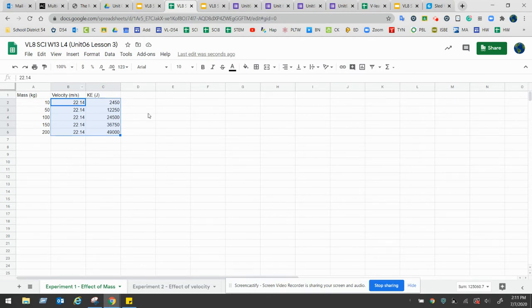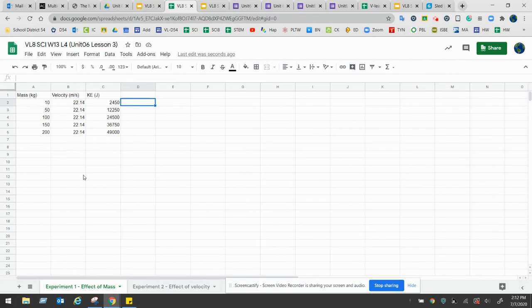And if you take a look at this data before we even make the graph, what you can see is that as we increase the mass, the velocity does not move. It stays the same at 22.14. I'm sure you found the same. Maybe you were a little bit surprised about that, and that's quite reasonable.